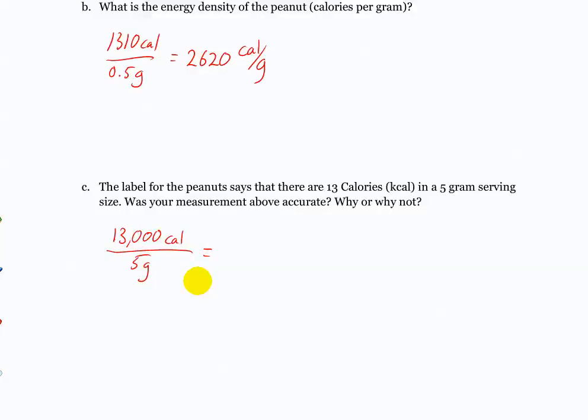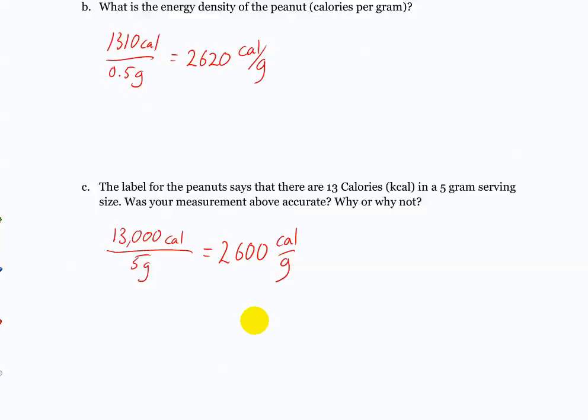Okay. And that gives us 2,600 calories per gram. So we compare that to the calories per gram that we calculated in the calorimeter. We got a little bit more, 2,620. So you could say it's reasonably close, or maybe you thought that was way too far off.